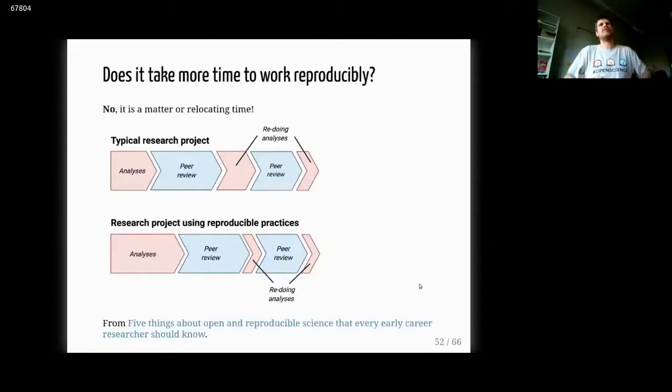Now you could wonder, does it take more time to work reproducibly? Well, several people, including me, think no, it's just a matter of relocating time. Instead of wasting more time at the end, after trying to publish your paper, you invest that time at the very beginning of your project.